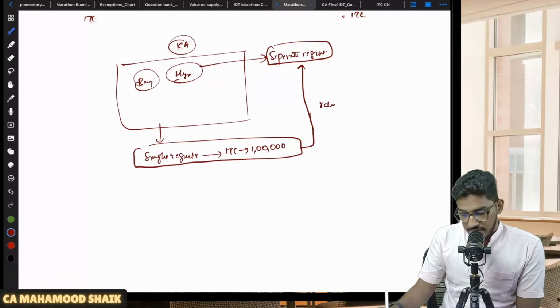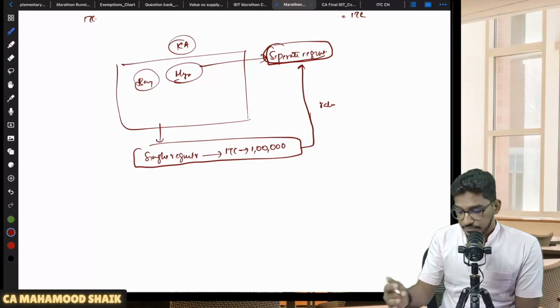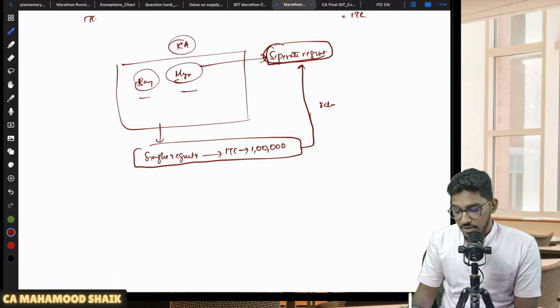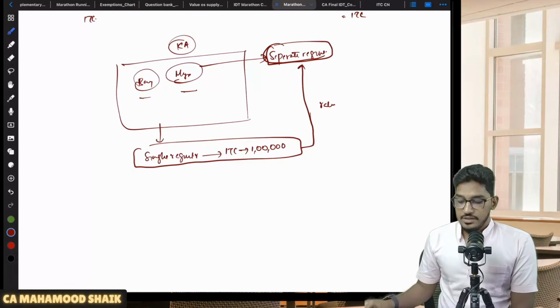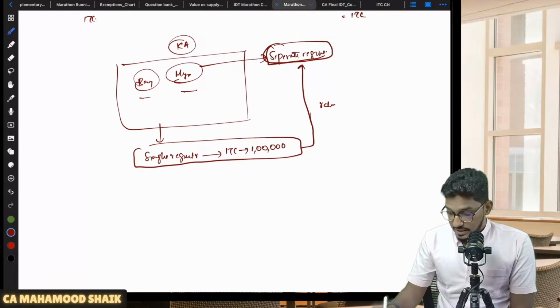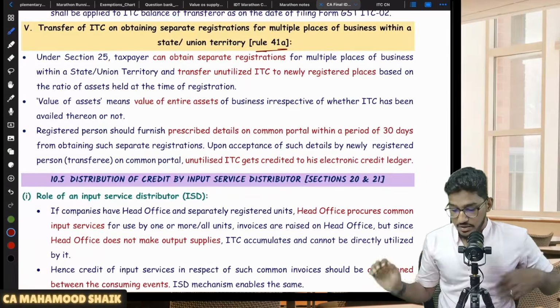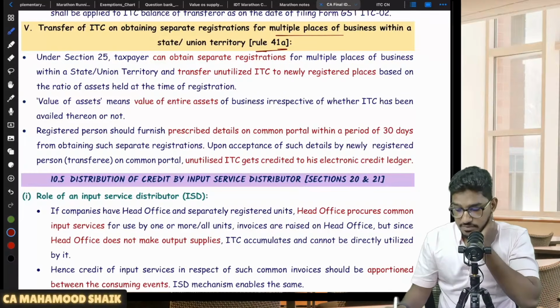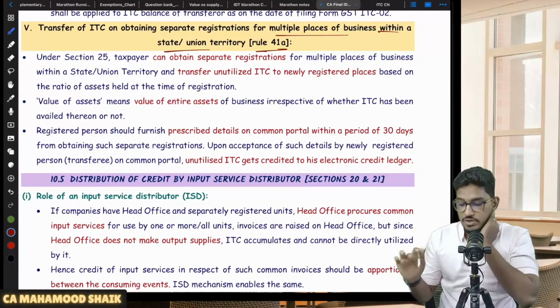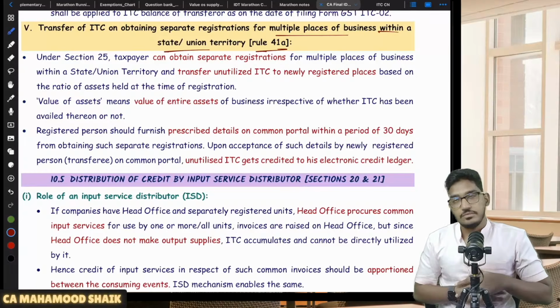Once again, in the ratio of assets. The asset ratio will be there for the Bangalore location and the Mysore location. In the ratio of assets, you can transfer that ITC balance to the separately taken registration within the same state. Clear? Able to understand? Right. So this is what we have regarding transfer of ITC on obtaining separate registration for multiple places of business within the same state or union territory. Clear?